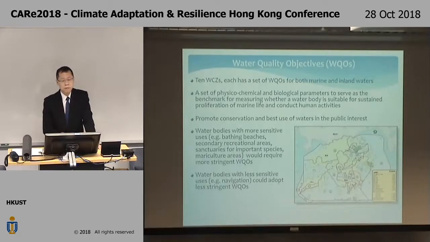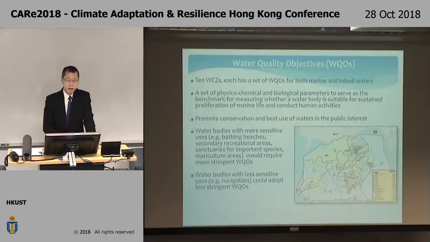What's the main purpose of the water quality objective? The main purpose of having different water quality objectives is to make it transparent what we are going to do, what we want to achieve, what we think is best to promote the conservation, the use of the water, the economy, Hong Kong, and things like that.